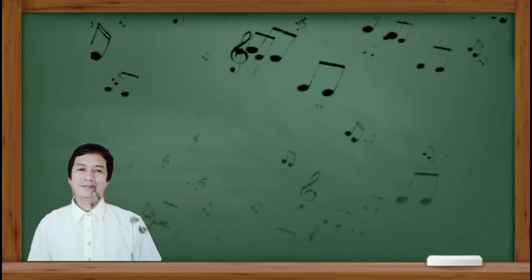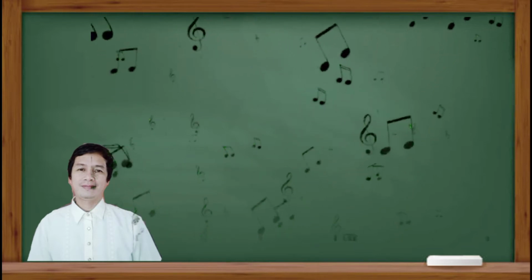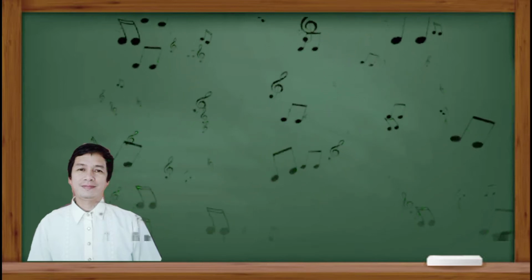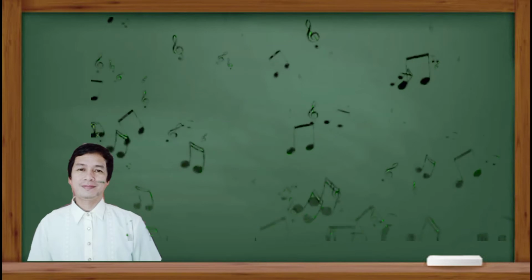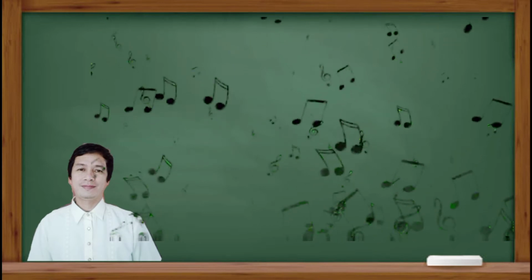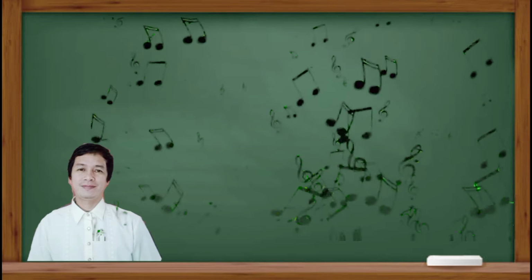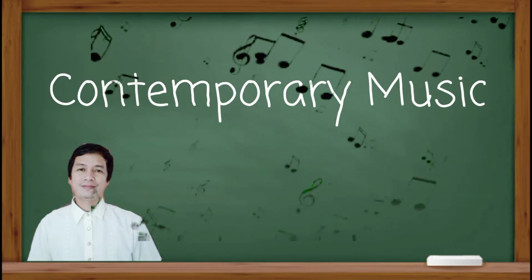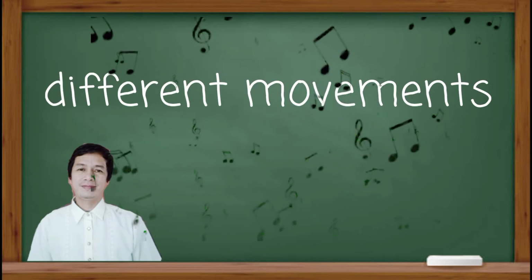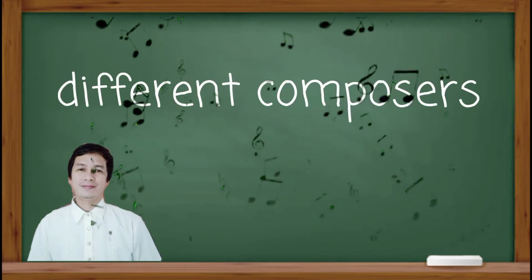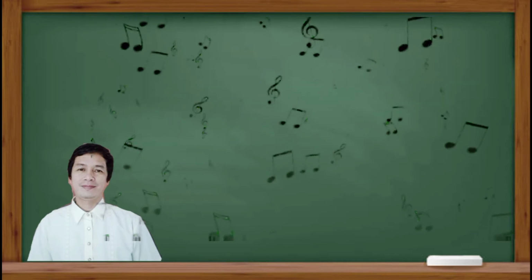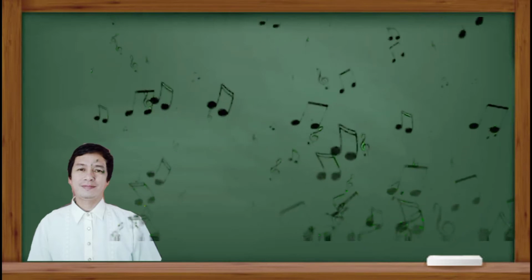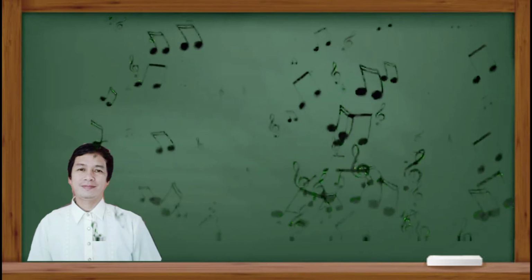As you continue your journey through the ages of music, you will get a view of how music has developed into what it is today. The first quarter covers music of the 20th century, which is also known as contemporary music. You will discover different movements in this period, meet the different composers, and observe their distinct techniques and styles. And now, let's begin our discussion.